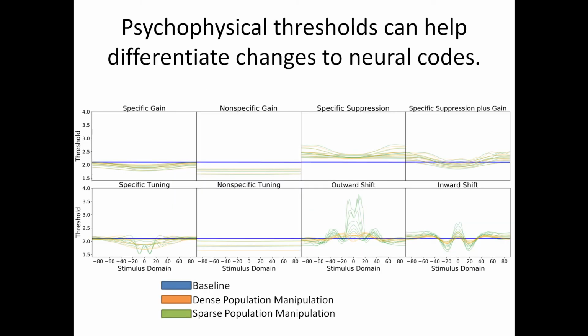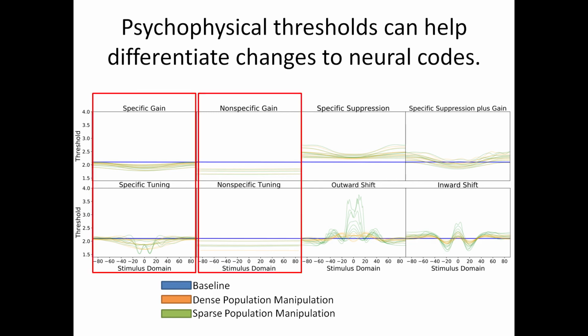Here we have each manipulation alongside the baseline. Almost every orange line is different from the baseline in a different way. However, nonspecific gain and nonspecific tuning are not distinct from each other if you only look at thresholds along the stimulus domain. Furthermore, specific gain and tuning are not distinct in every case, although they are in the majority of the cases.